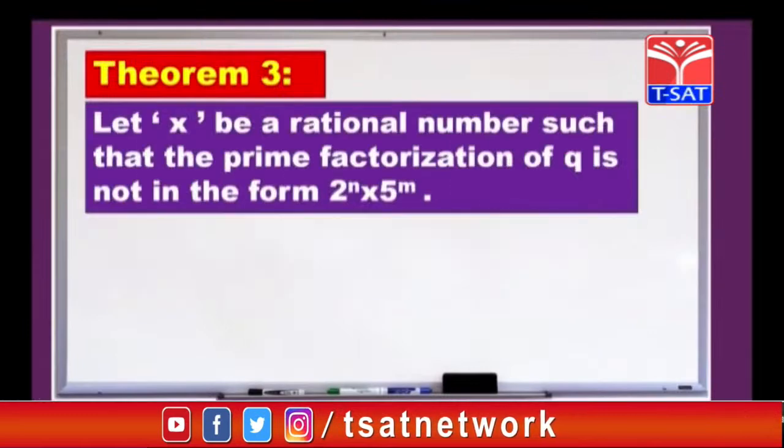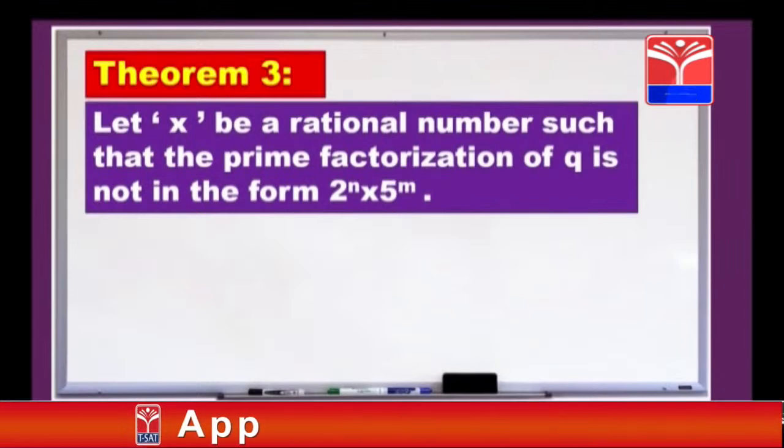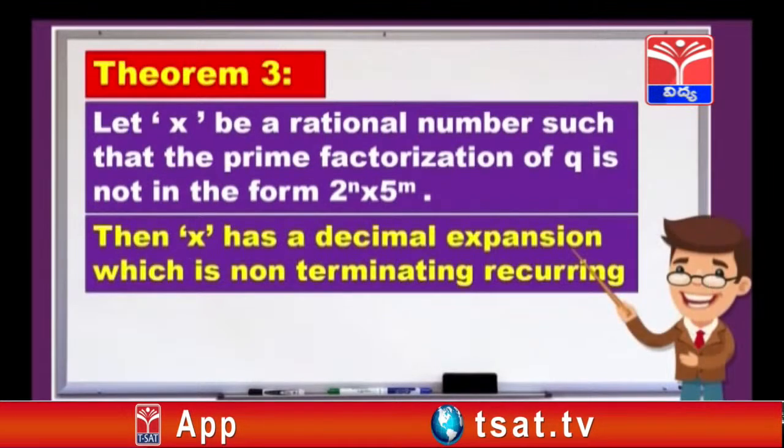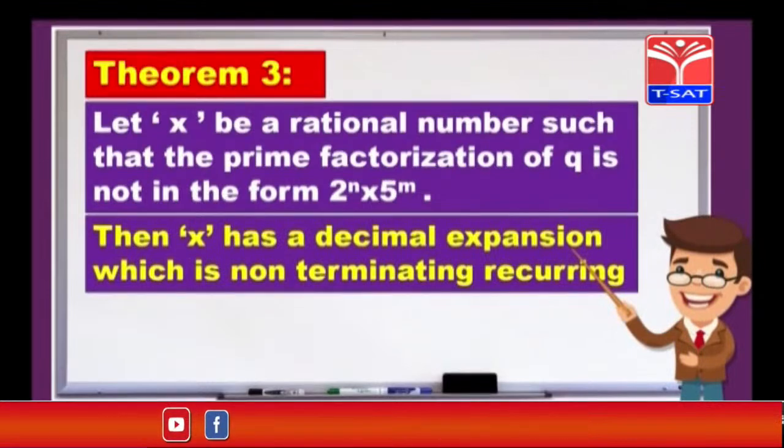Theorem 3: let x be a rational number such that the prime factorization of q is not in the form 2 power n into 5 power m. Then x has a decimal expansion which is non-terminating recurring.